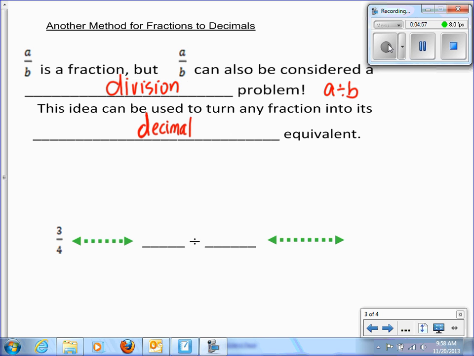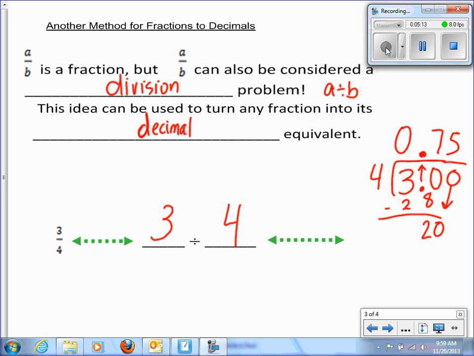For instance, let's use 3/4 as an example. 3/4 is going to be 3 divided by 4. Numerator divided by denominator. So I would do long division. And you know how to do the long division here, right? So my answer is 0.75 when I divide it. This would be my answer. 5 times 4 is 20. We have no remainder. Okay, good.